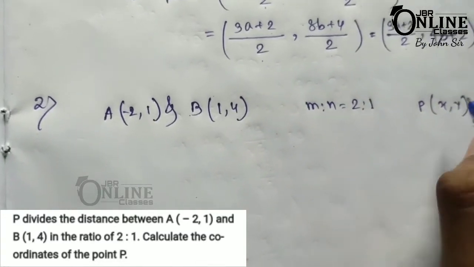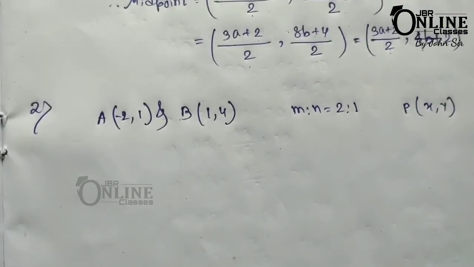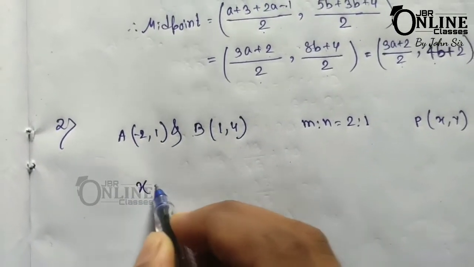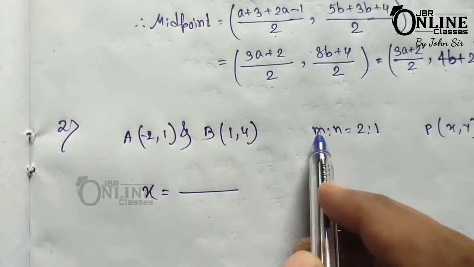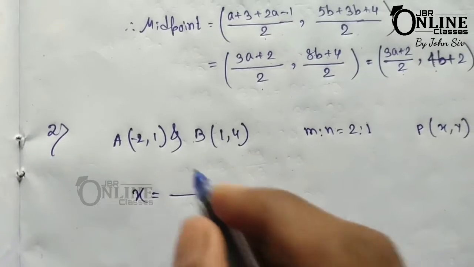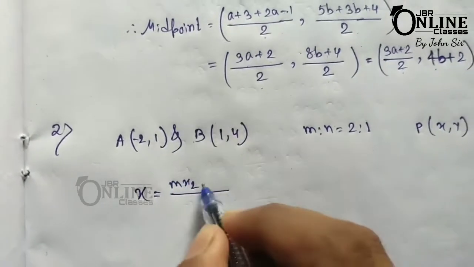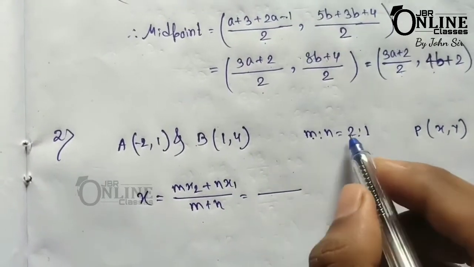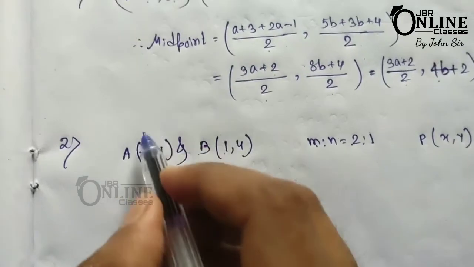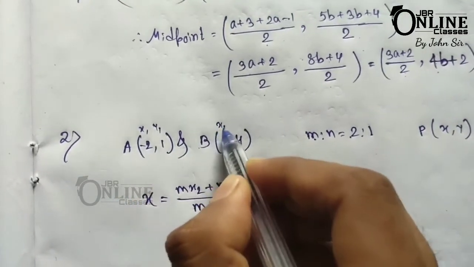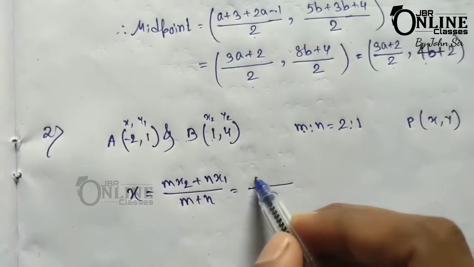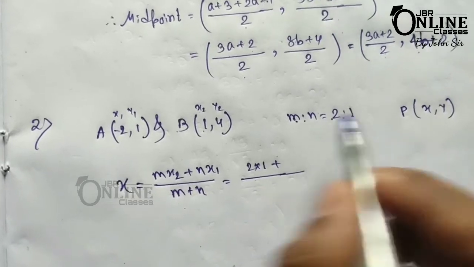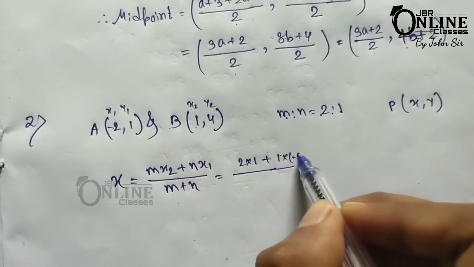Suppose P(x, y) is that point, and you have to find the coordinates of P, that means x and y. So according to the formula, x equals (m x2 plus n x1) divided by (m plus n). Remember that. Here m equals 2, and x2 is this one, so you can also write (x1, y1) and (x2, y2). So m x2 means 2 into 1, plus the second one, n x1. Now n means 1 and x1 here is minus 2, so 1 into minus 2.